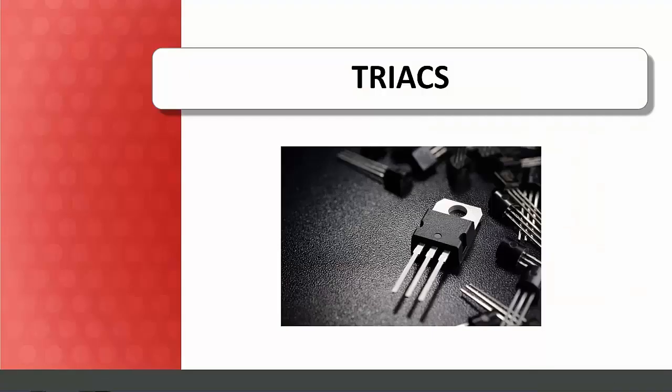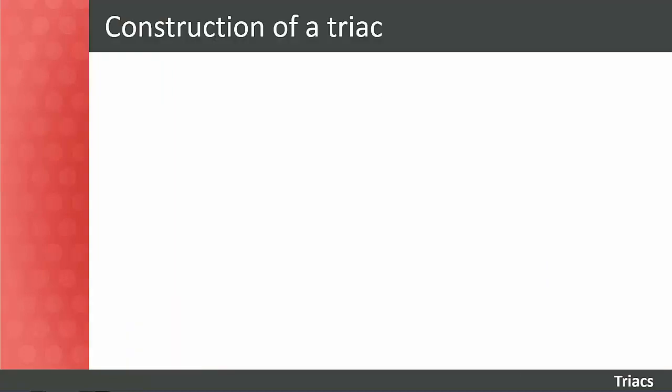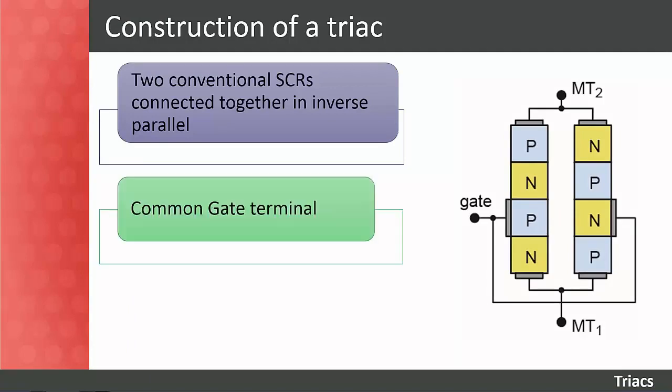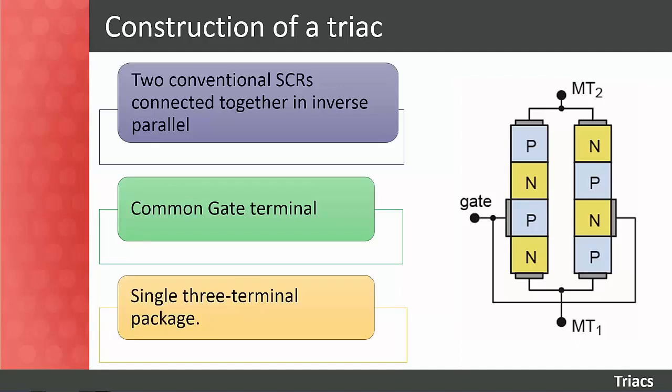Now that we understand how SCRs work, let's discuss another type of thyristor called a triac. Triacs behave just like 2 conventional SCRs connected together in inverse parallel or back-to-back with respect to each other. Because of this arrangement, the 2 SCRs share a common gate terminal, all within a single 3-terminal package.